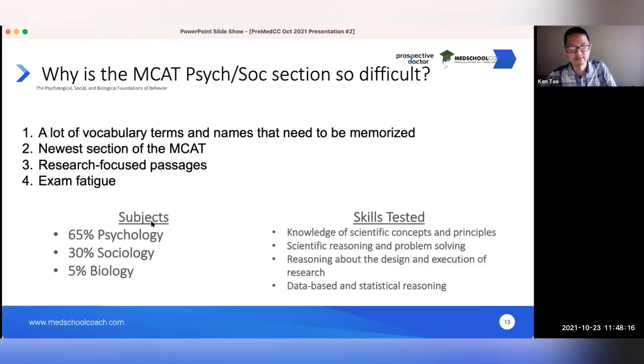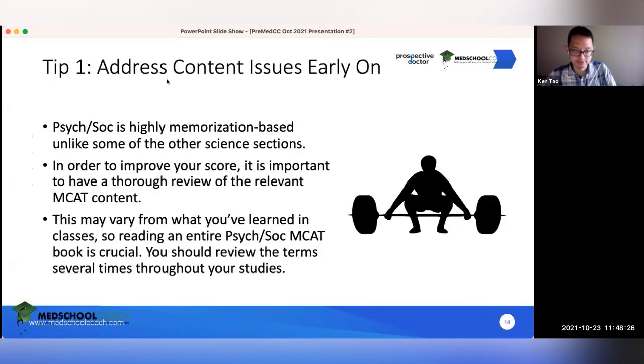And here's the subject and skills distribution: lots of psychology, a good amount of sociology, and the same skills tested as the other science sections of the exam. So, some tips. Number 1, address content issues early on. The psychosocial section is a lot of memorization compared to other science sections. You need to complete a thorough content review. You need to have a lot of the psychosocial content memorized, so make sure you do so.